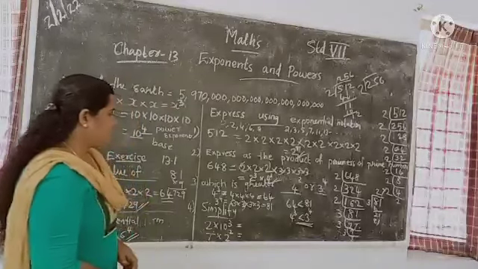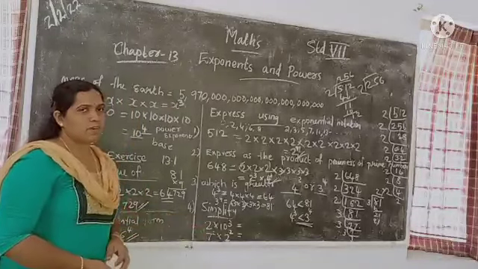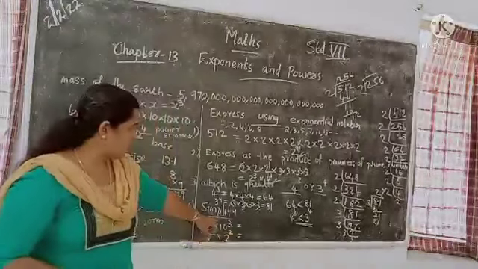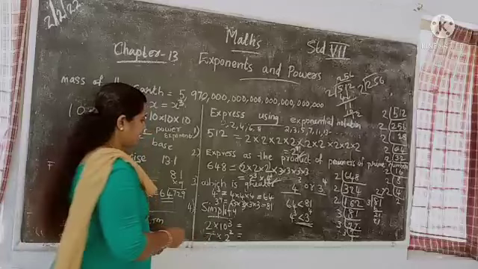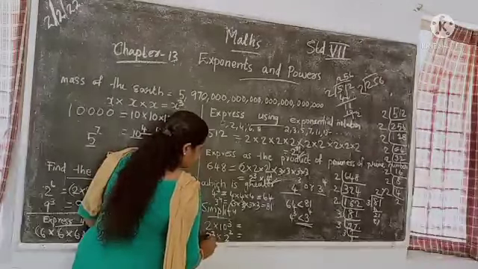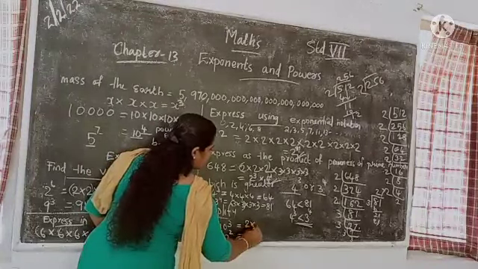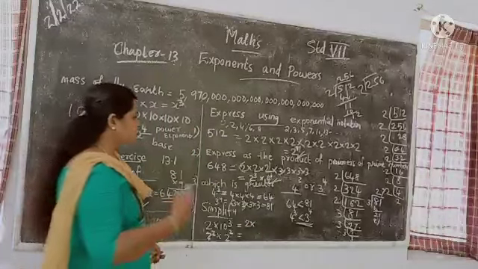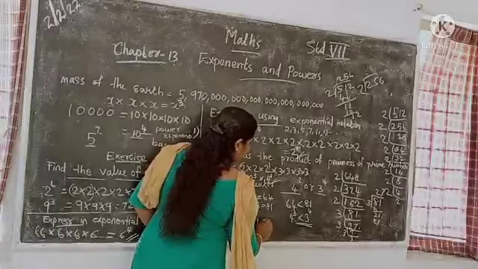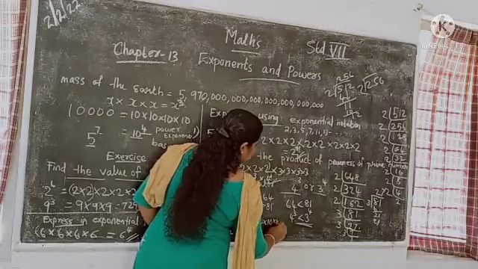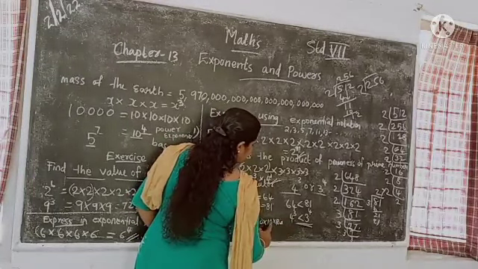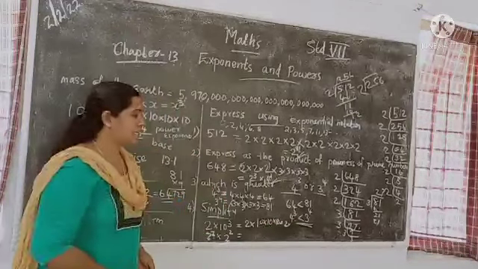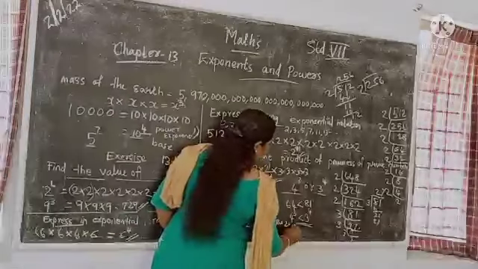Next one, simplify. Simplify means we multiply the number with the exponent, then write it as a simple number. 2 into 10 raised to 3. 10 raised to 3 is equal to 10 into 10 into 10. That's equal to 2 into 1000, since 10 into 10 into 10 is 1000. 2 into 1000, 2000.